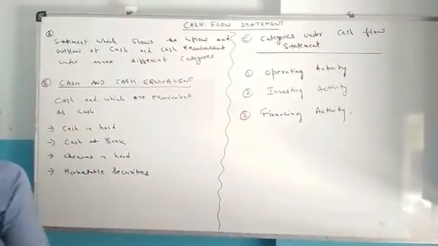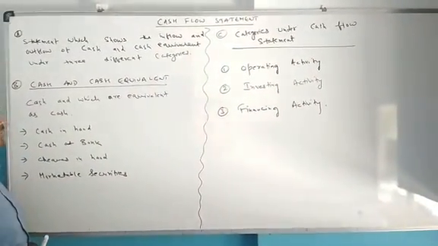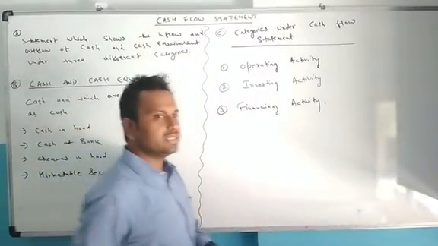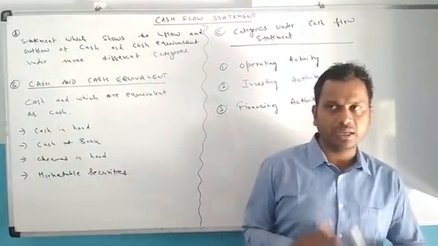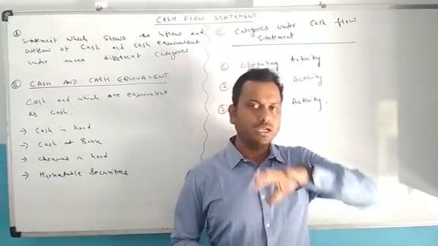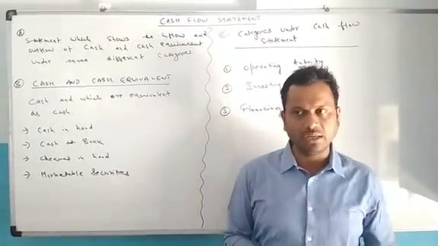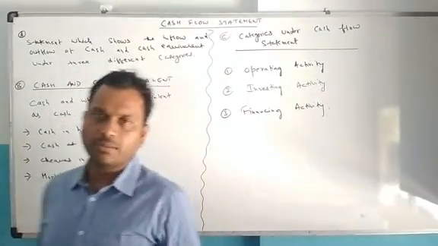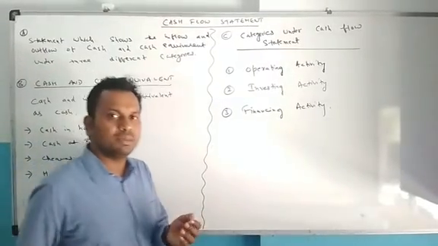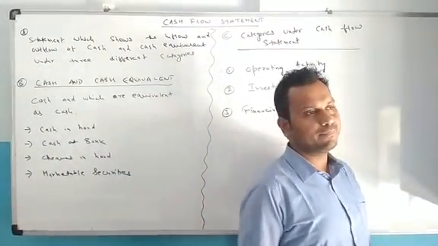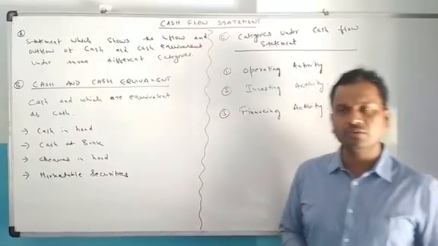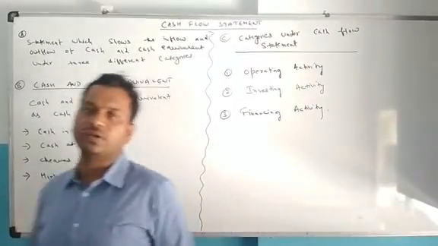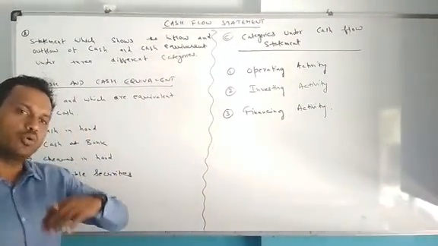Let us first understand what is cash flow statement. Cash flow statement is basically a statement in accounts or finance. There are two things which we prepare. One is account, another is statement. Account is something which is prepared on the basis of rules of debit and credit, but statement is something which is not prepared on the basis of debit and credit. It has its own rule.